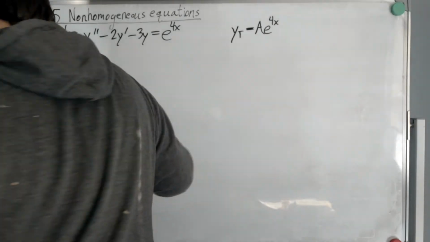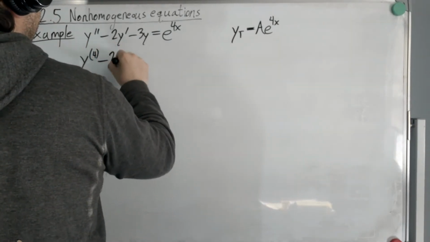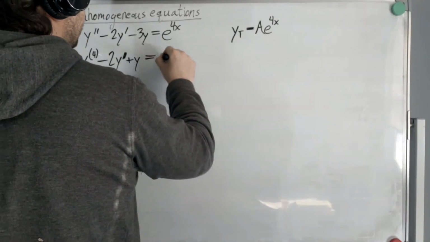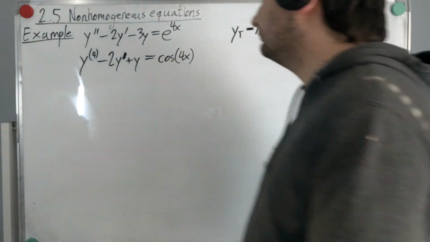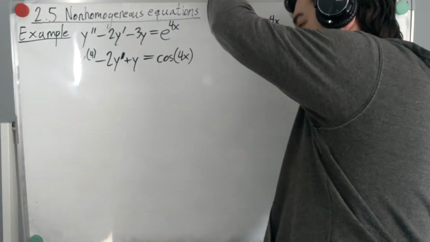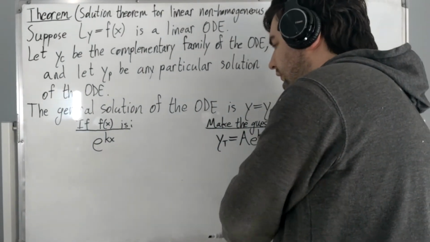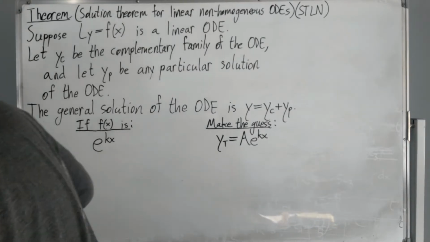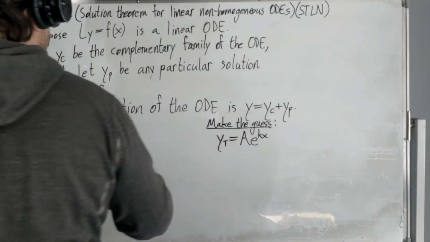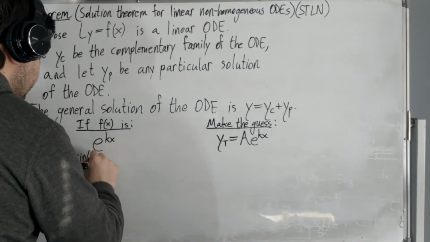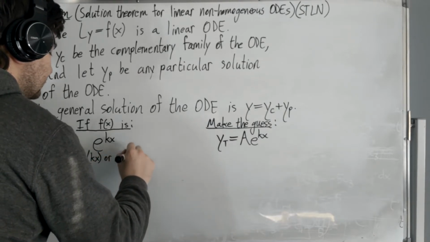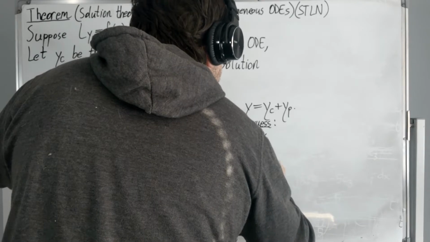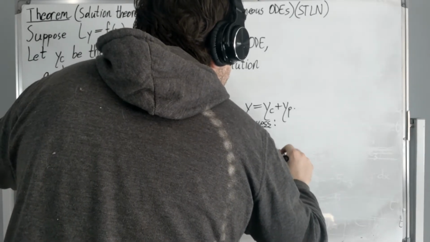Let's suppose we had something like the fourth derivative of y minus 2y'' plus y equals cosine of 4x. What do we do now? Well, if the inhomogeneous term is a linear combination of sine and cosine, so something like sine of kx or cosine of kx, then you make the guess that it will be a linear combination of cosine kx and sine kx.